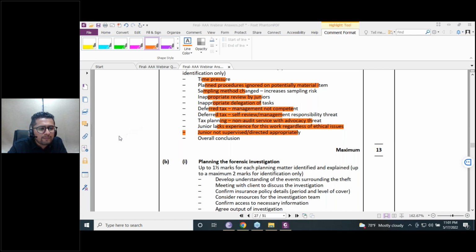According to the code, you can perform tax computations because a tax return does not create any threat, Manoj, but tax planning creates self-review and advocacy threat.